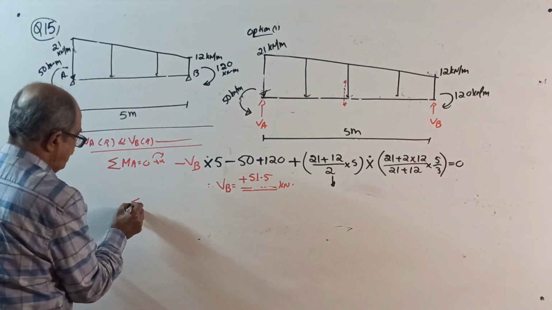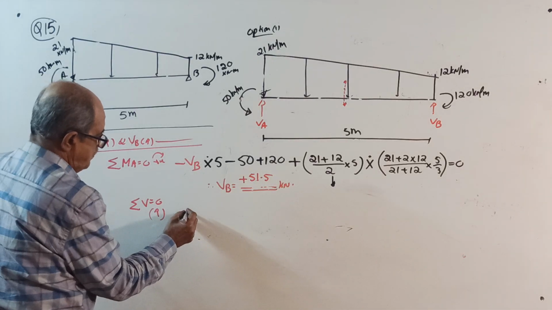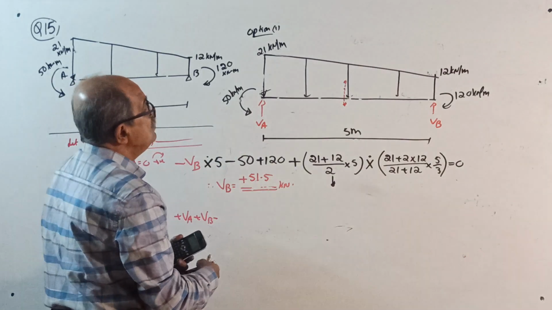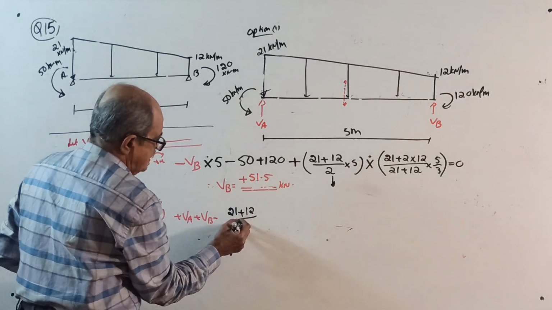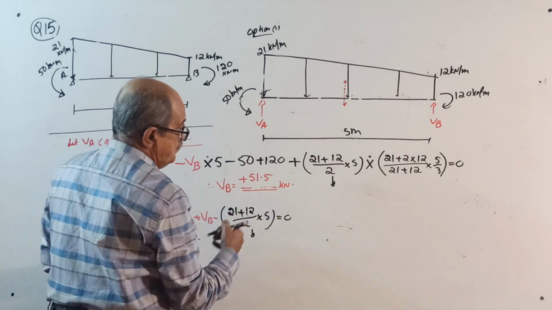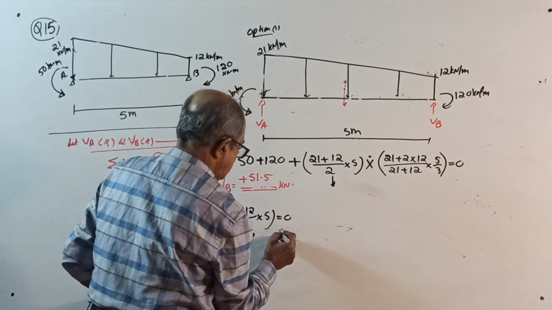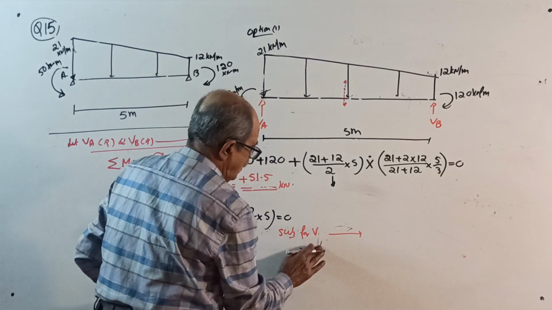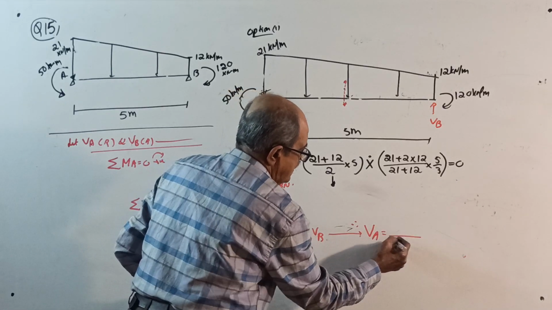Then sigma V equal to 0, take upward positive: plus VA plus VB minus, now couples are not there, only loading. Total load is 21 plus 12 divided by 2 into 5, equal to 0. Substitute for whatever you got for VB, therefore you get the value of VA.